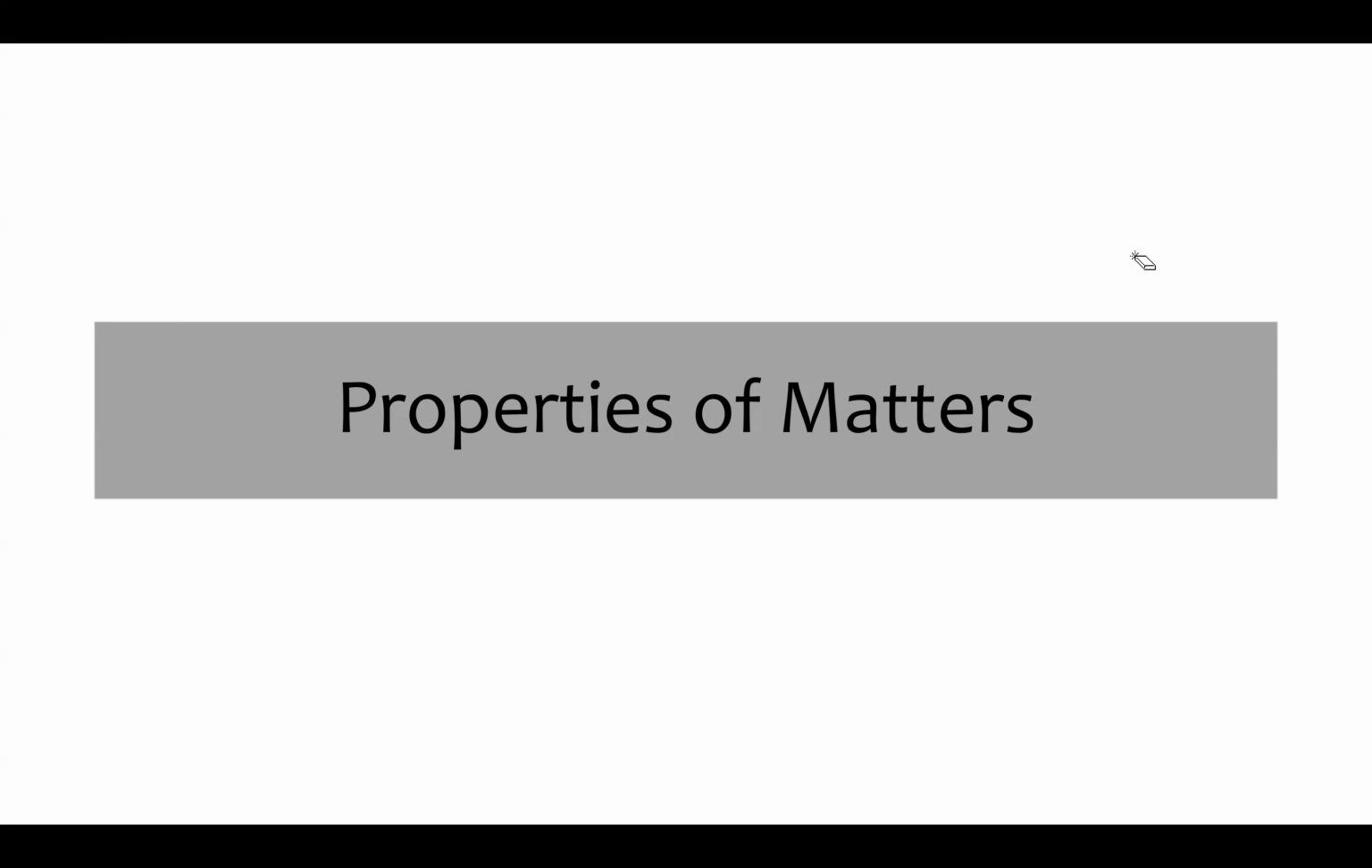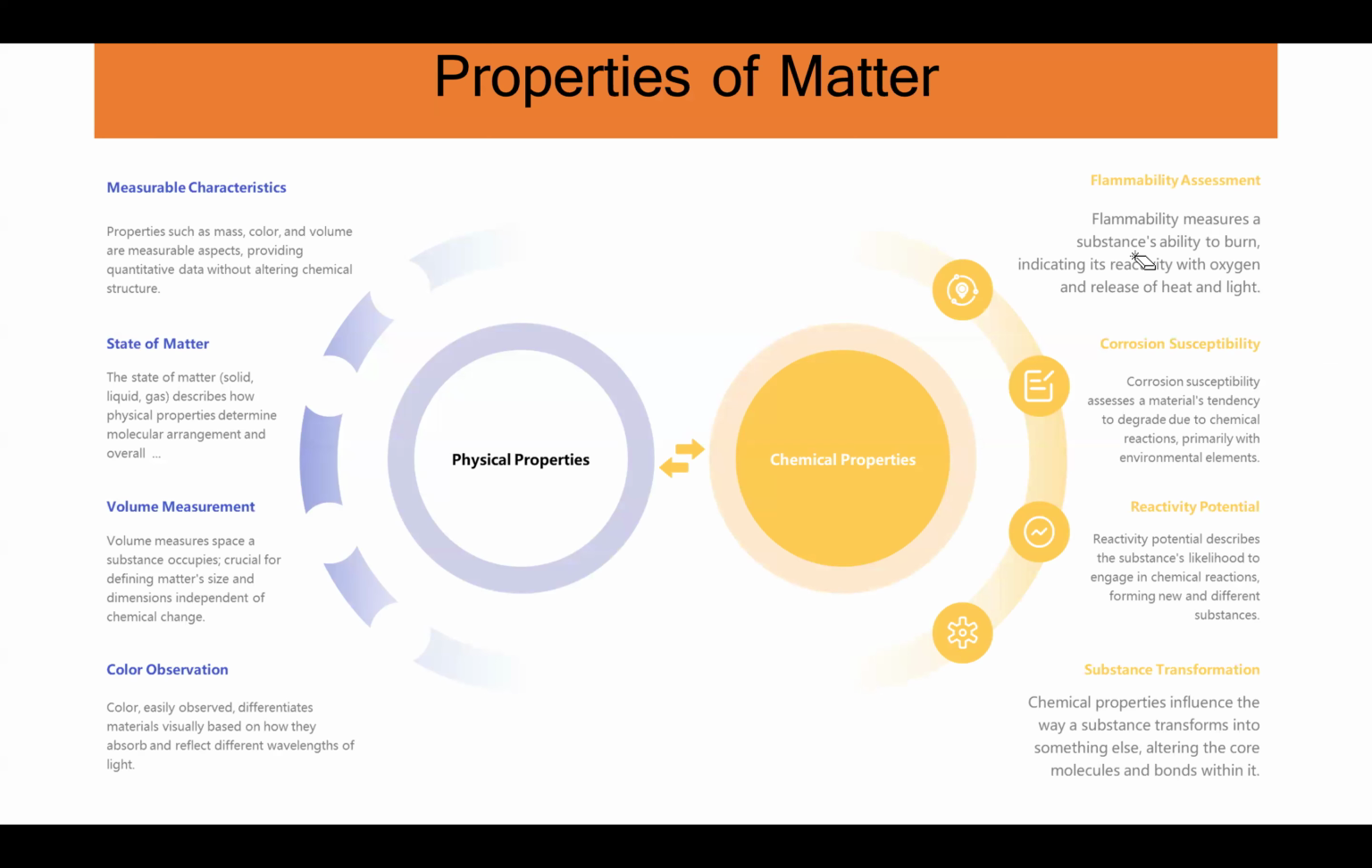Okay, so what are some properties of matter? The properties of matter are divided into physical properties and chemical properties. Physical properties are a measurable characteristic, a characteristic that can be measured. Chemical properties can also be measurable, but they're not a characteristic in that sense.